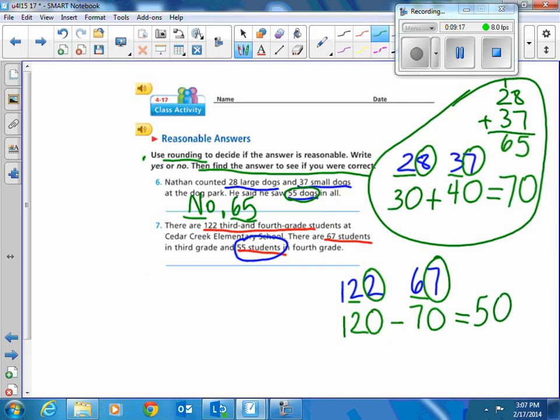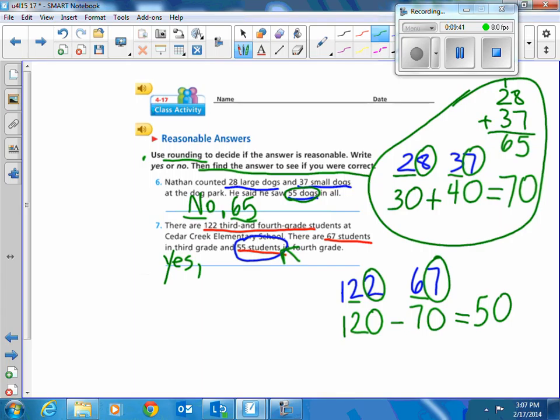So 120 take away 70 is 50, and they said there would be 55 fourth grade students. Well, 50 is close to 55, so is their answer reasonable? Yes, it is reasonable. It is reasonable because 55 is very close to 50. So I'm going to say yes. Now let's see if we are correct.